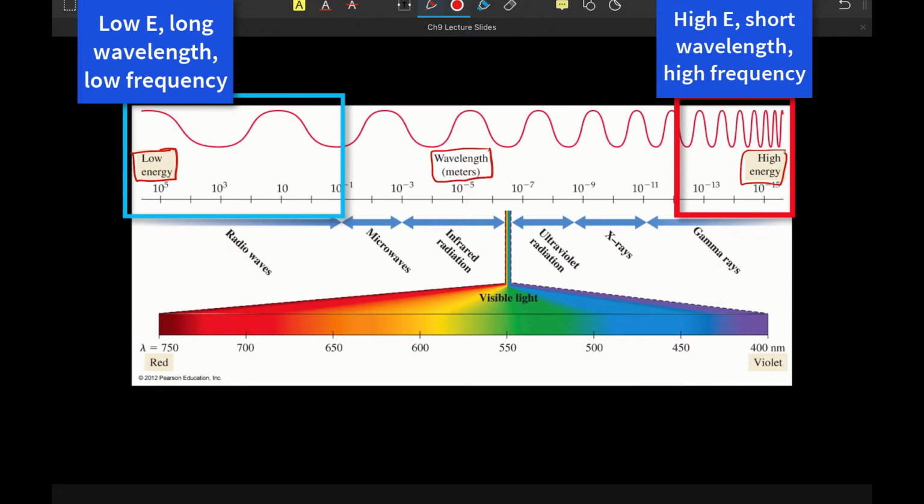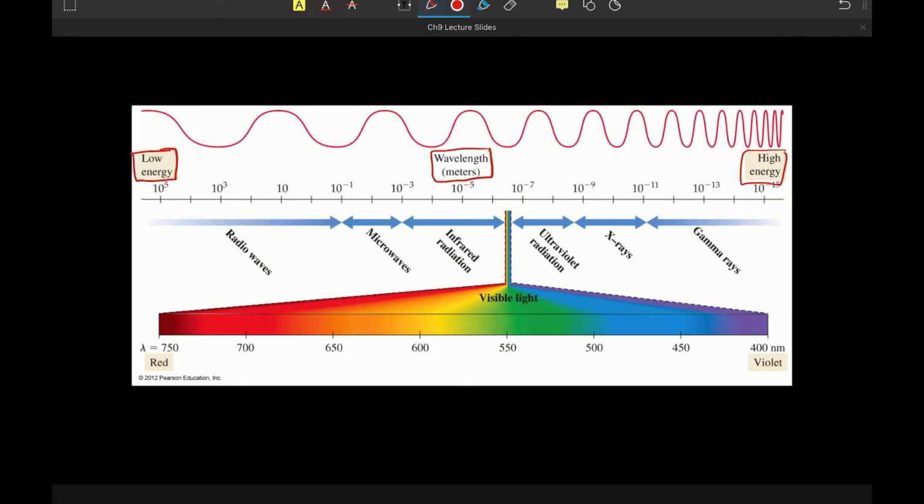Now, I don't expect you to have memorized that gamma rays run from 10 to the negative 11th to 10 to the negative 15th. I don't expect you to memorize that. But I do expect you to know that gamma rays are highest in energy, followed by X-rays, followed by UV, followed by visible light, followed by infrared, microwaves, and then radio waves. And I do expect you to know some basic use or application of each of those types of radiation.